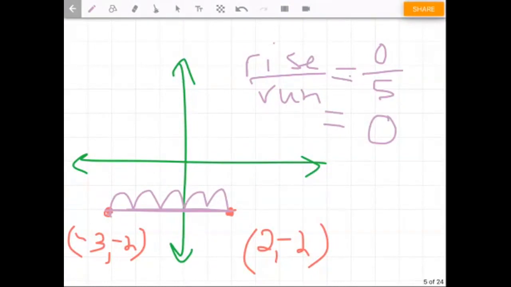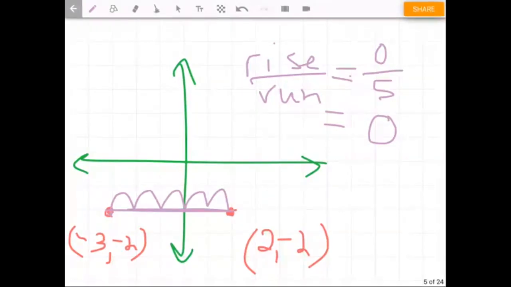Hi, Melinda, can you hear me? We're just going over slope, talking about slope as rise over run.